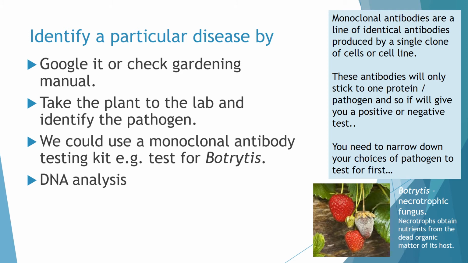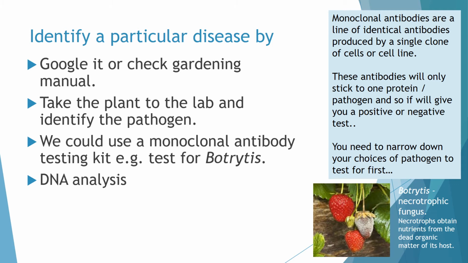So if you look on the right here, it says monoclonal antibodies are identical antibodies produced by a single clone of a cell or cells. They only stick to one protein or pathogen, so it will give you a positive or negative test. For example, monoclonal antibodies are used in pregnancy tests. When a pregnant woman urinates on a pregnancy test, it will have monoclonal antibodies on there. Those monoclonal antibodies will stick to the pregnancy hormone HCG and then change colour. And that's how you know when you're pregnant.